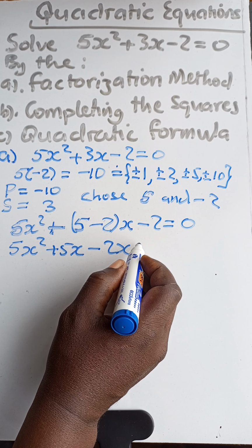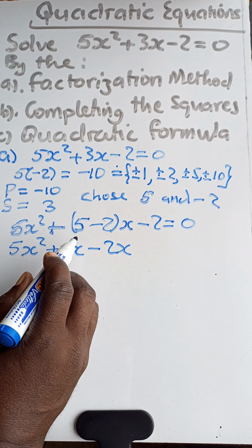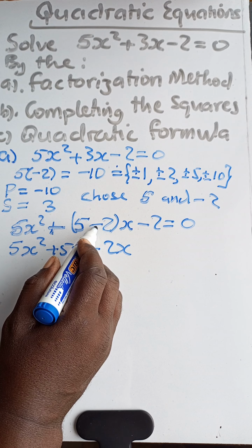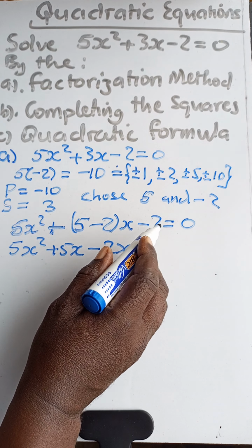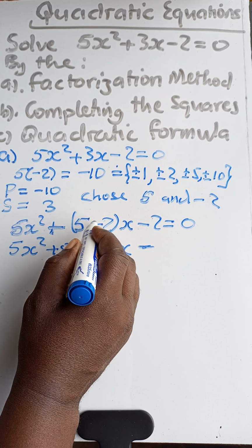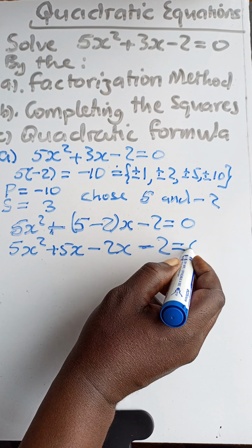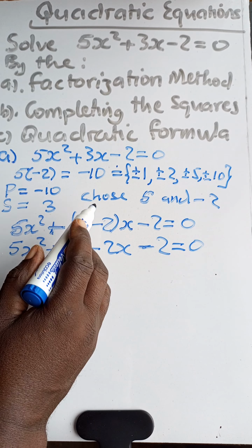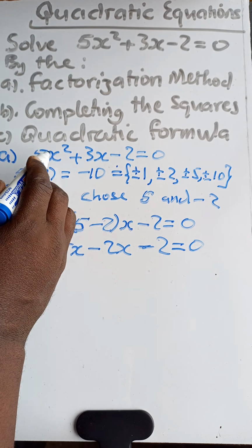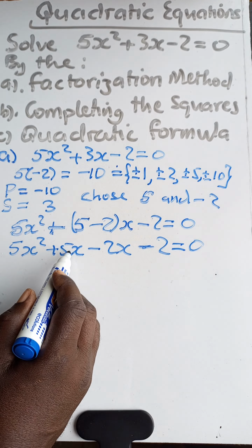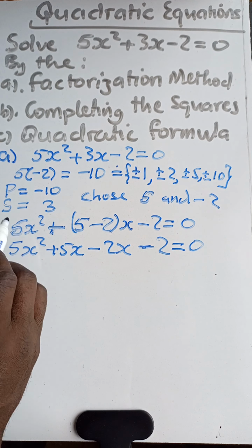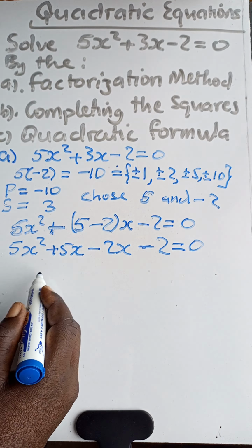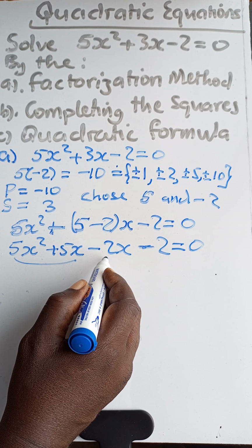We are opening this bracket with respect to x. 5 multiplied by x is 5x, and negative 2 multiplied by x is negative 2x. This negative 2 is not concerned with this bracket, so we leave it there the way it is. Now, to be sure that what we have done is correct, let us simplify this and see if we get back that expression up there. So we have 5x squared, that is it there. 5x minus 2x is 3x, and then we have negative 2. So we are good.